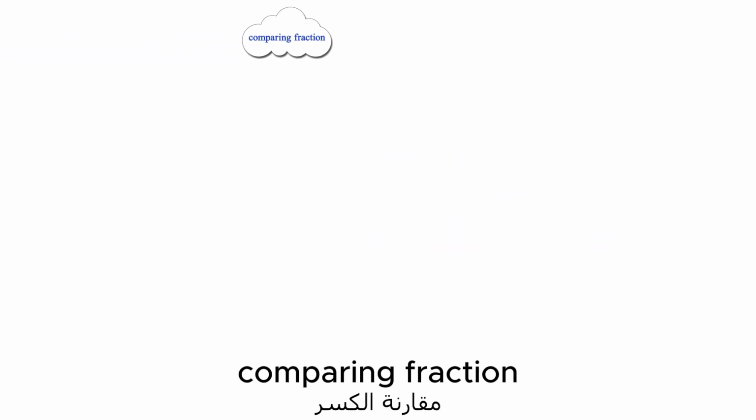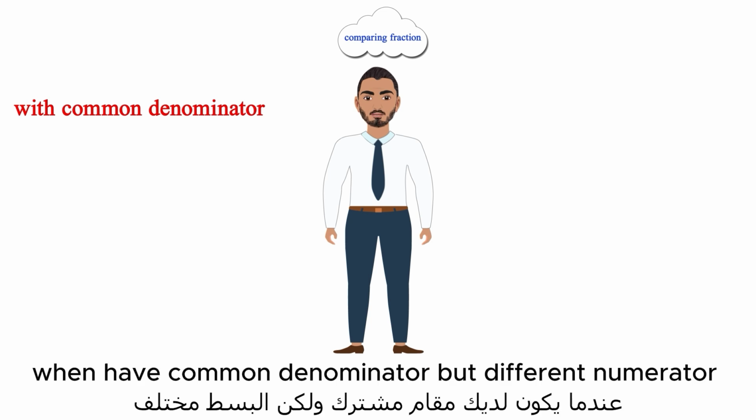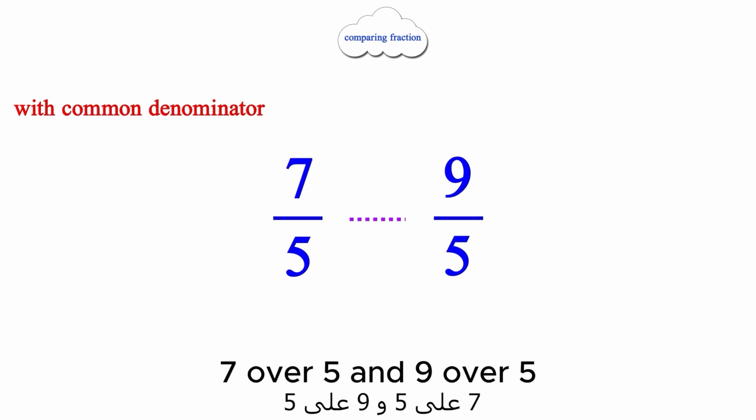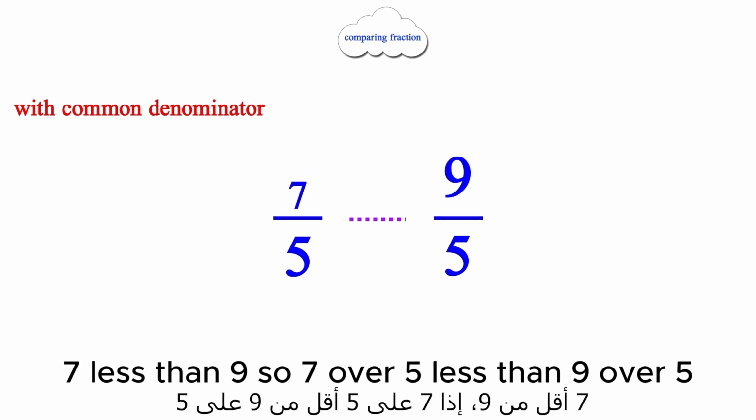Comparing fractions. Common denominator. When you have a common denominator but different numerators, compare the numerators normally. Example, 7 over 5 and 9 over 5. 7 is less than 9, so 7 over 5 is less than 9 over 5.